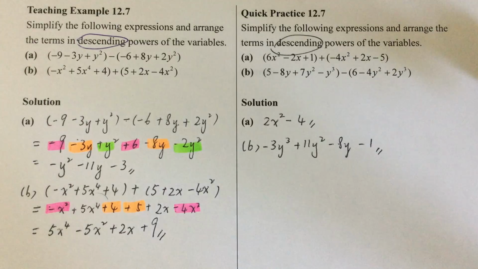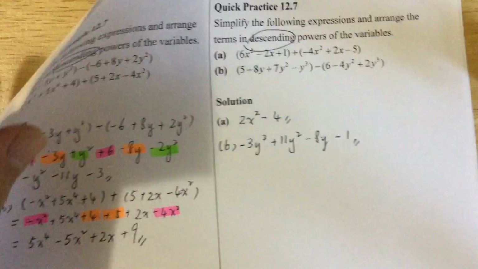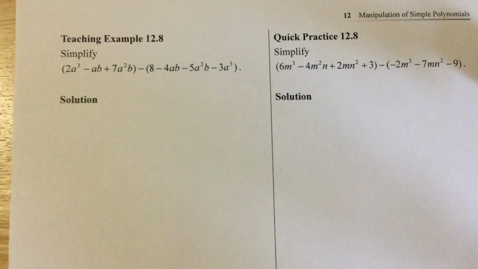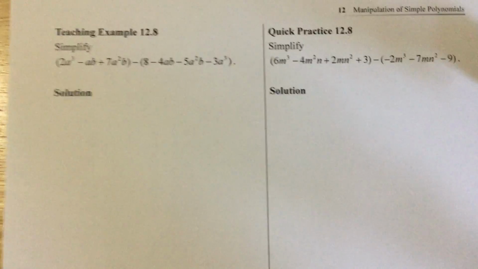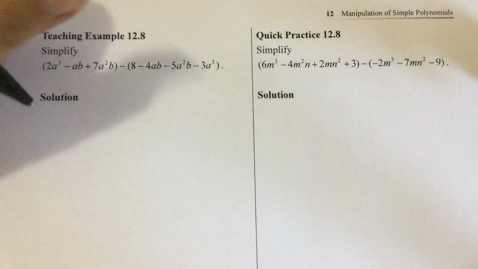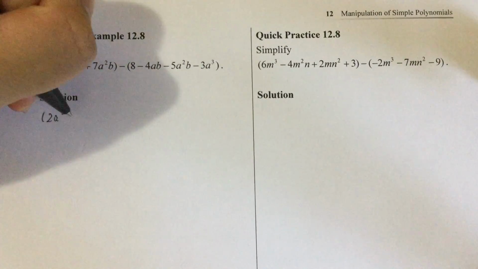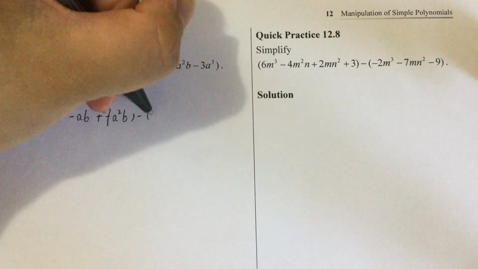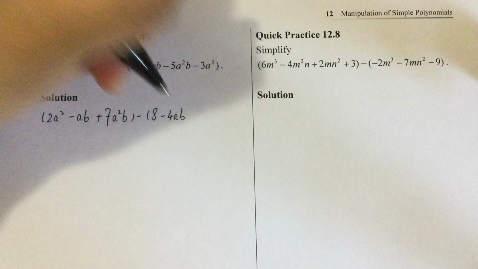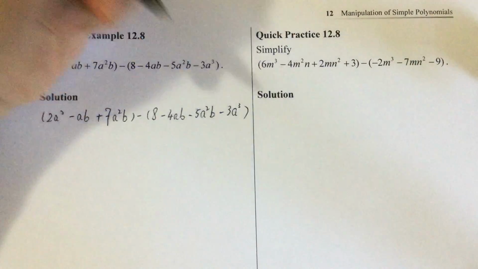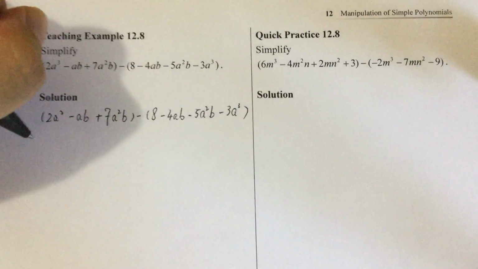Okay, after that, we will go to teaching example 12.8. If you cannot finish, just pause the video now. Okay, now for 12.8, you will see a long expression there, but you are doing the same thing, so don't be afraid of it. Now we're going to simplify this one. So once again, we copy the formula first. Now after we copy it, we will break down the bracket.